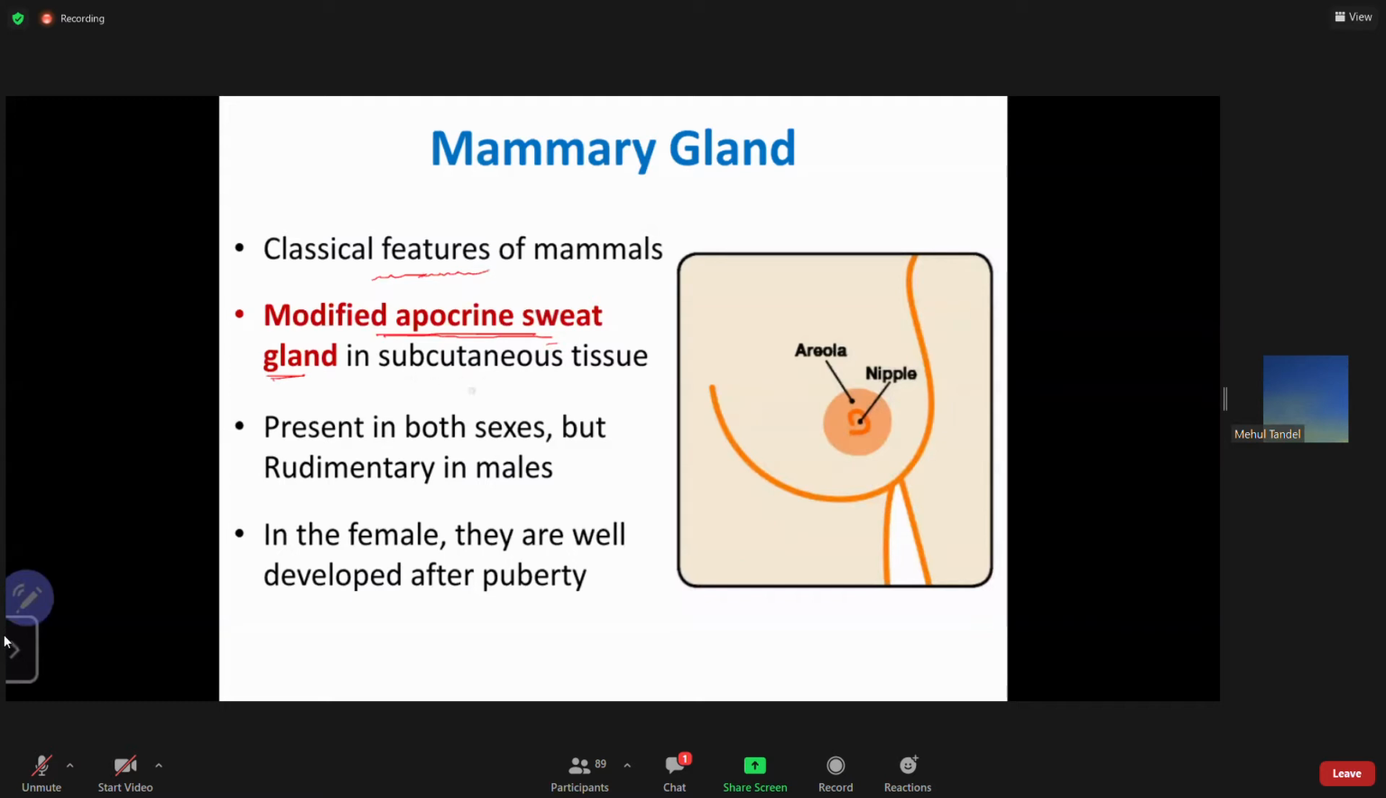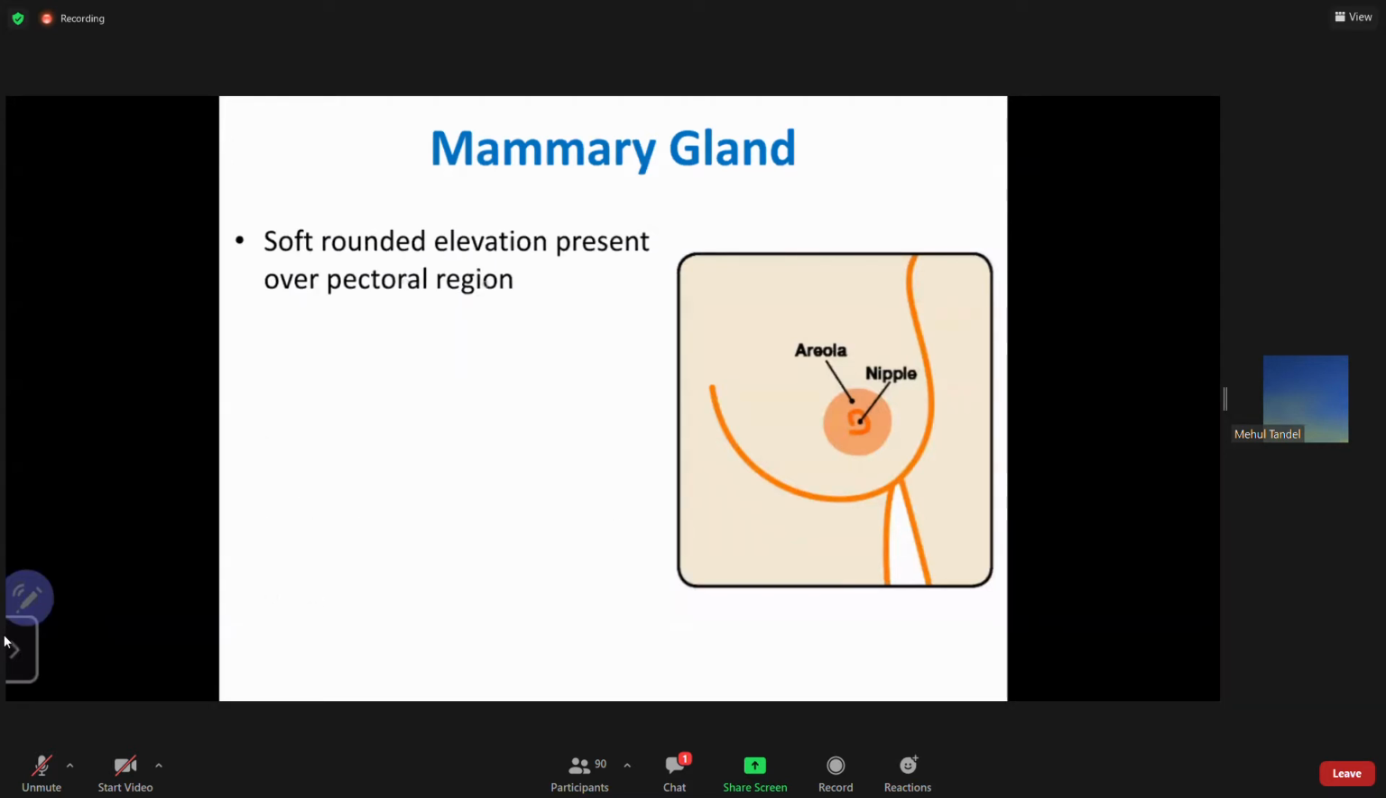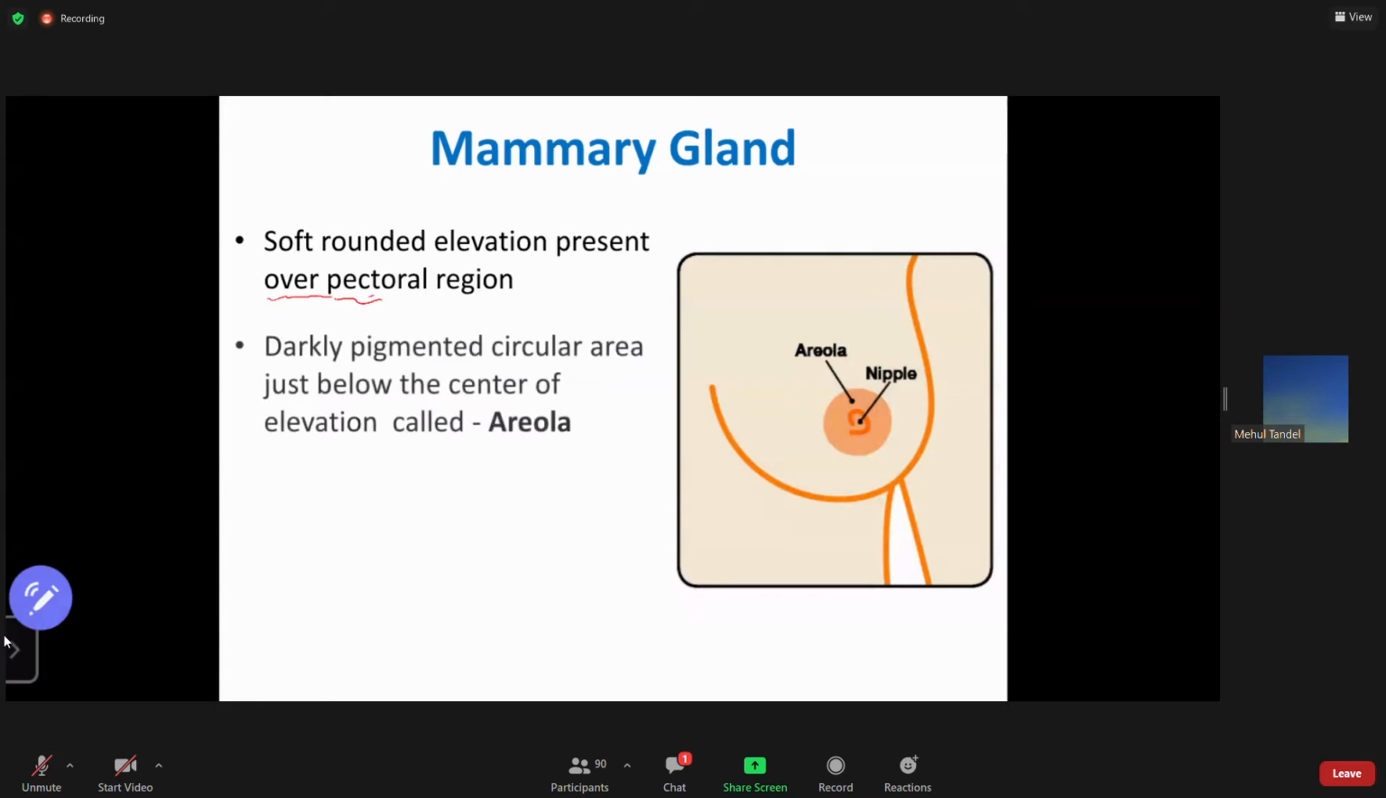Okay, present in the subcutaneous tissue, present in both sexes, both in male and female, but it is rudimentary in male, not developed in male. In female, they are well developed after puberty. Okay. It is a soft rounded elevation present over the pectoral region.